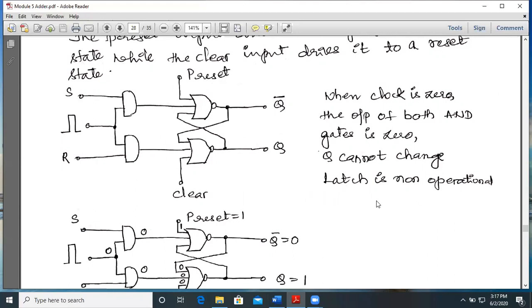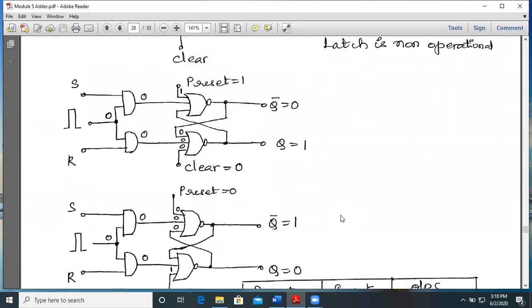So thereby we can justify ourselves that it is a latch, and so the latch becomes non-operational. Okay, so now let us see how it is going to function. First we need to give the clock signal as 0. Initially we are giving the clock signal as 0, which means we are not giving any clock over here.